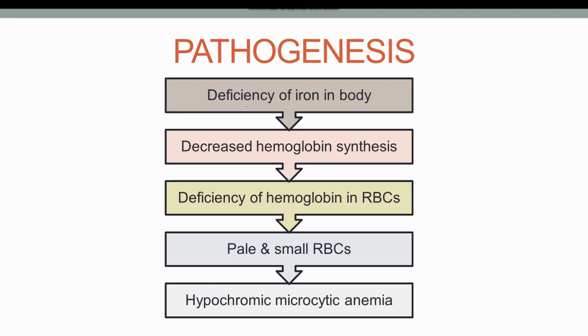So once there is the deficiency of iron in the body, there is less iron available for the synthesis of hemoglobin. So as a result, its synthesis decreases in the red blood cells. In iron deficiency anemia, the red blood cells become pale and small, which directly translates into hypochromic microcytic anemia. Hypochromic means pale or less colored, and microcytic means small cells.